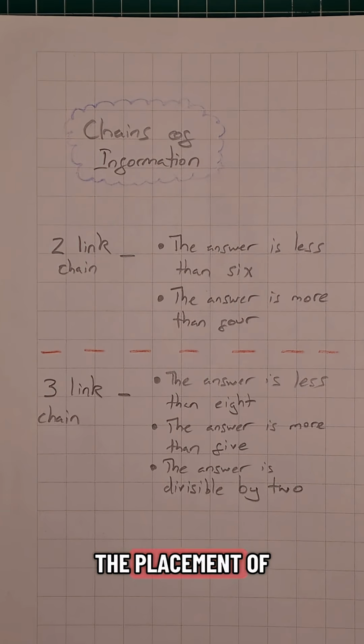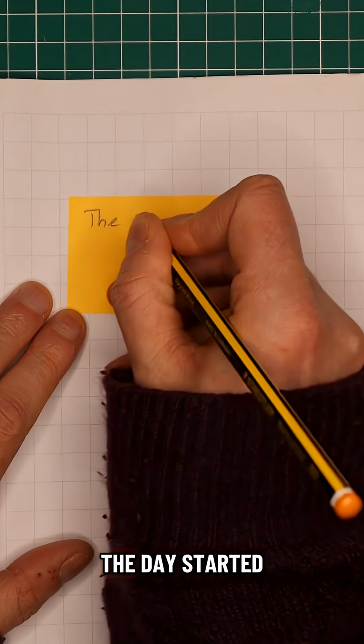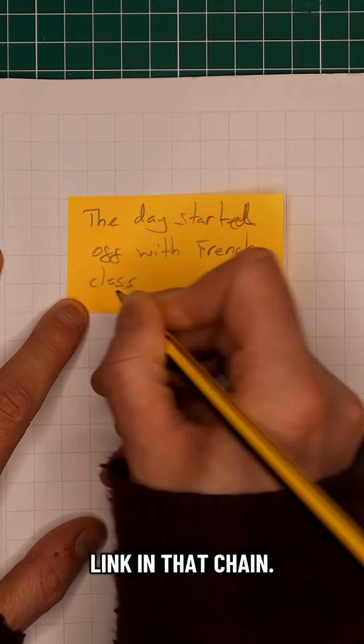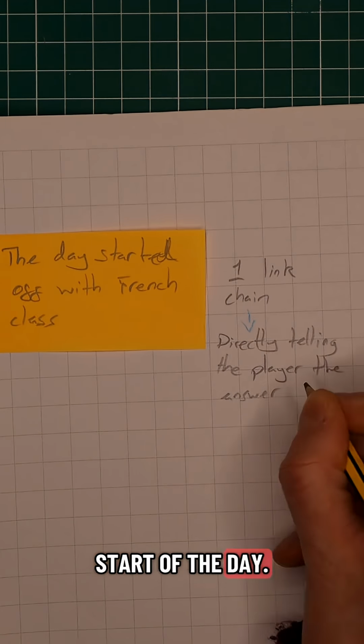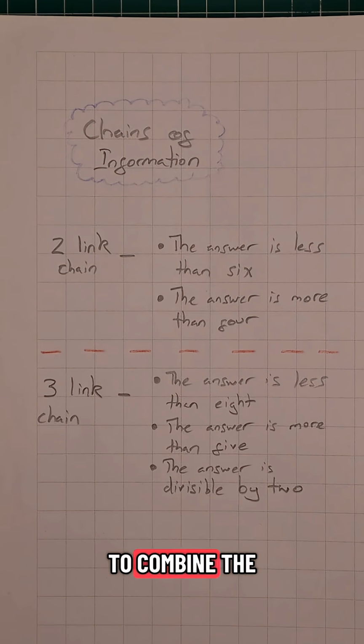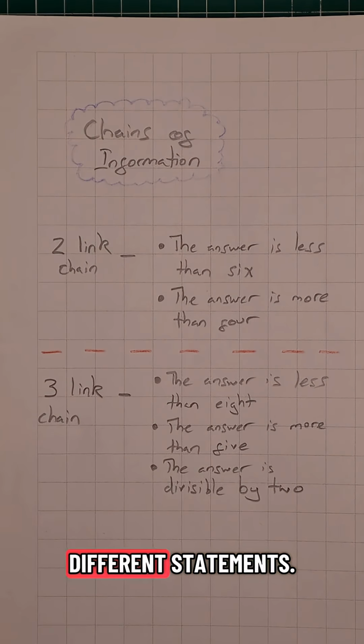We can indicate the placement of something directly by saying the day started off with X. There's only one link in that chain. We know it goes at the start of the day, but we can make things a little more complex by asking players to combine the information from 2 different statements.